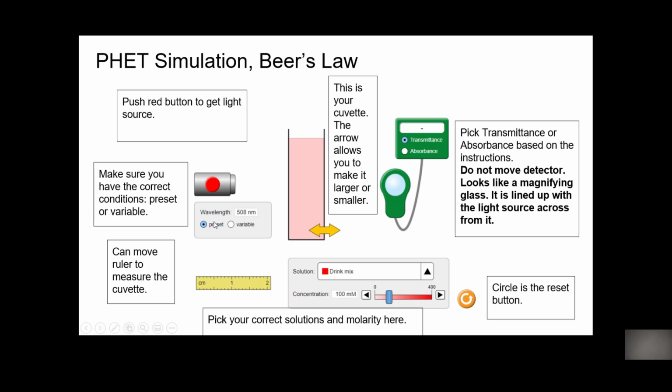Okay, so make sure you have the correct conditions, either preset or variable. Make sure it specifies which one. And the wavelength will just be there. You don't have to worry about that. The cuvette, this is a cuvette. It can move out and in. And you can move this ruler, and you'll be asked to measure it.